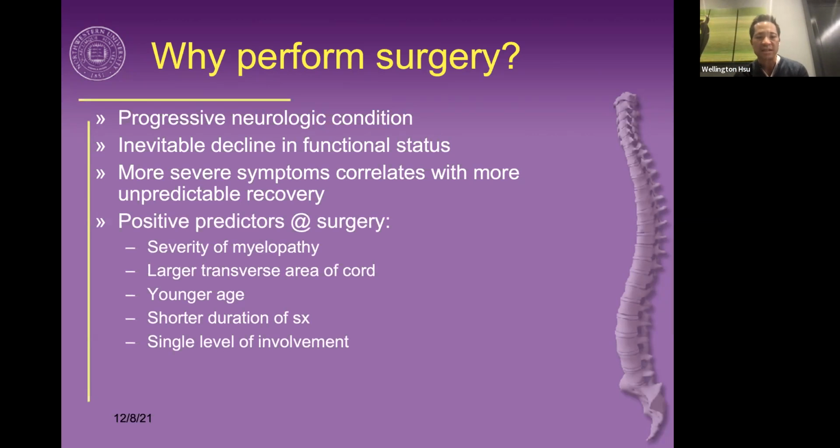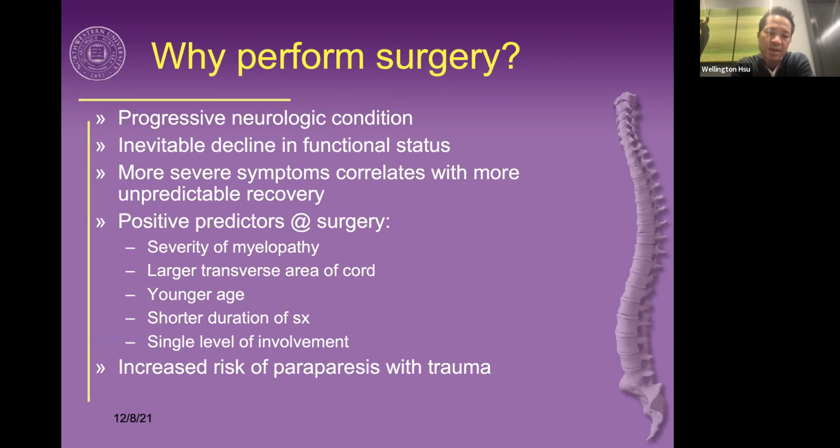There are some positive predictors of the outcome from surgery, including younger age, larger transverse area of the cord, less severity of myelopathy, shorter duration of symptoms, and single level of involvement. And as we talked about, there is an increased risk of paraparesis with trauma in those with cervical stenosis. But as I tell every patient, that risk may go up by twofold or may go up 100%, but we're really talking about the difference between 0.5% and 1% as opposed to anything else. So not necessarily the reason that we would do surgery.